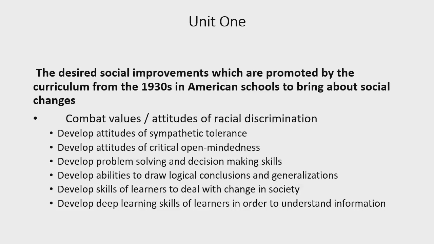In Unit 1, we spoke about the desired social improvement which is promoted by the curriculum from the 1930s in American schools to bring about social changes. From 1930 to 2019, that's around 90 years, so a difference of 90 years.